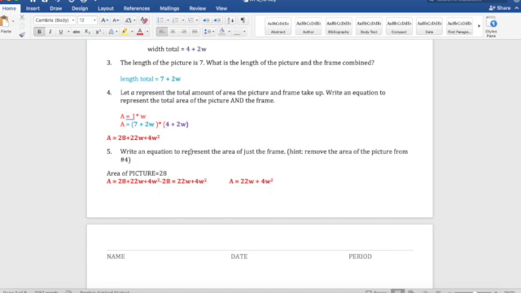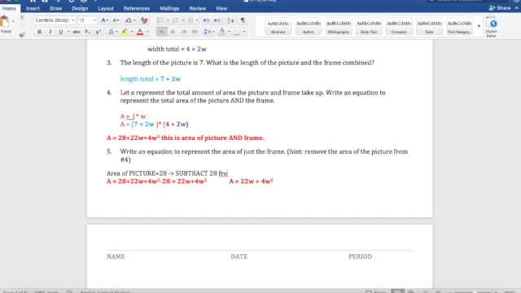Okay, so just to review, we made our area formula, and it came out to this. And then we subtracted the picture, because this is the area of the entire thing. This is the area of picture and frame. So then we have to subtract this. Subtract 28 from equation.